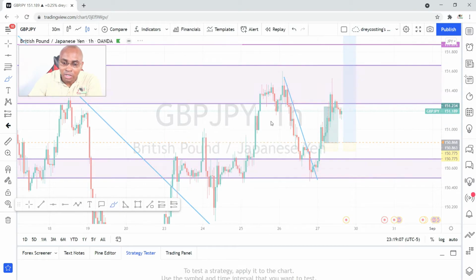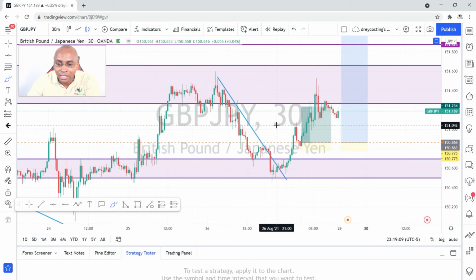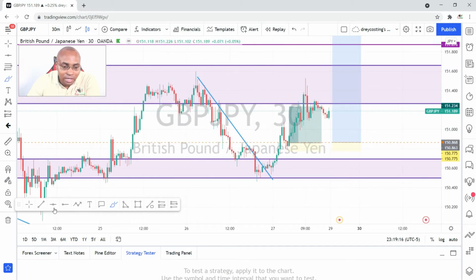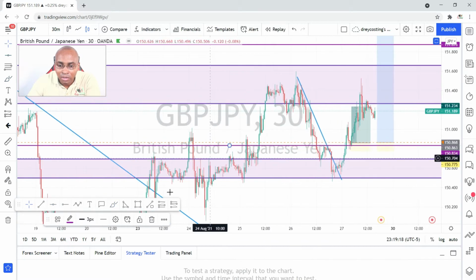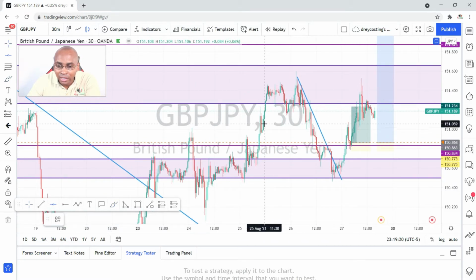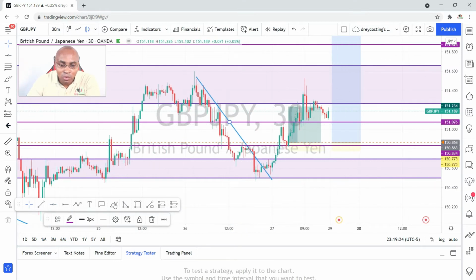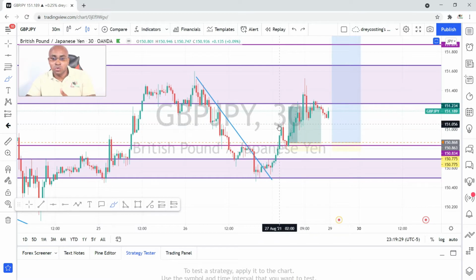If I go down to the 30 minutes, you can see things in a little more detail. You could see that support and resistance level right here. You could see another level right here. So what you want to do is play within these zones, right? With your TP1 and your TP2.